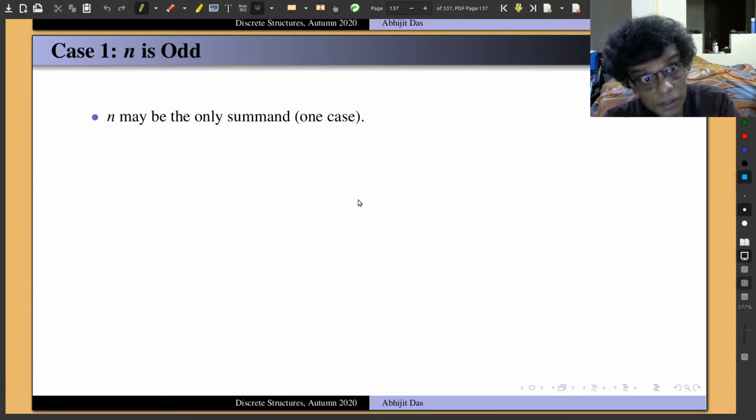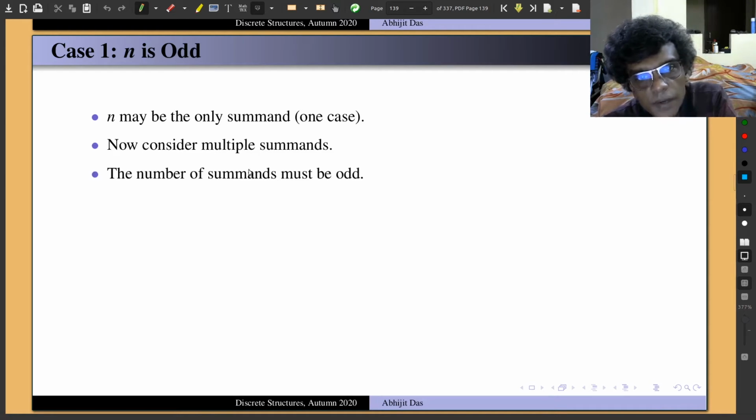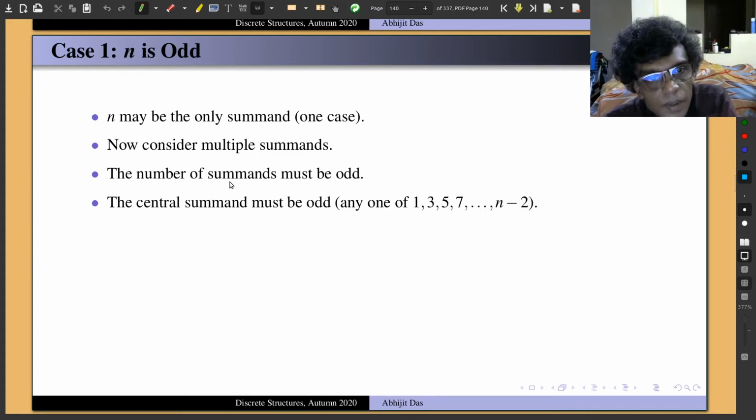So in that case, we know that the number of summands must be odd. Okay. So it can be n itself. So that is just one case. If we consider multiple summands, then we have already seen that the number of summands must be odd. Then also we have seen that whatever is sitting at the center, this is now a summand, it must have the same parity as n, that is, it must be odd. So the central summand must be odd. Odd means it can be any one of 1, 3, 5, 7 up to n minus 2. The case n I have already considered separately.